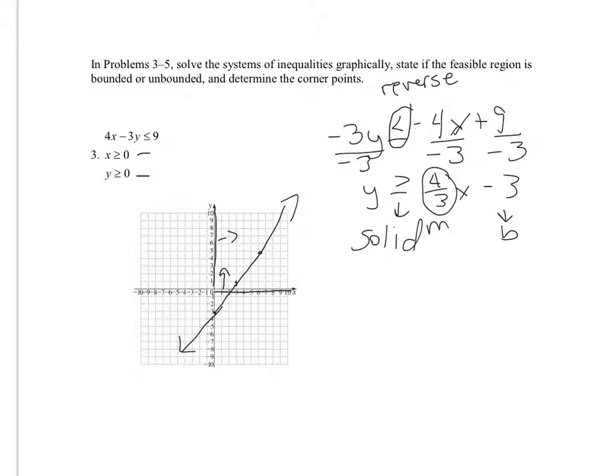So again, 0, 0 would be a good test point. If we come back here and we put in 0 minus 0 is less than or equal to 9, is that true? It is true. 0 is less than or equal to 9. So everything on this side of that line needs to be graphed. This is going to be called my feasible region. That's the region where all of these overlap.